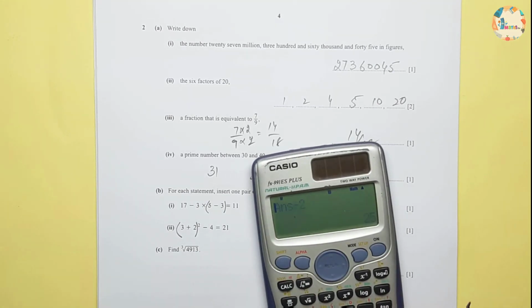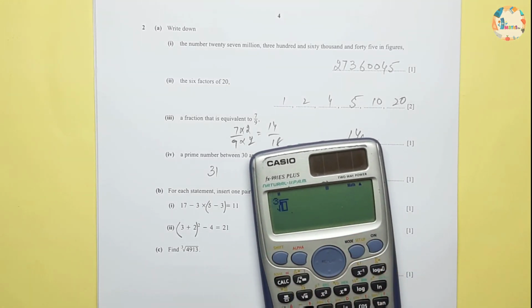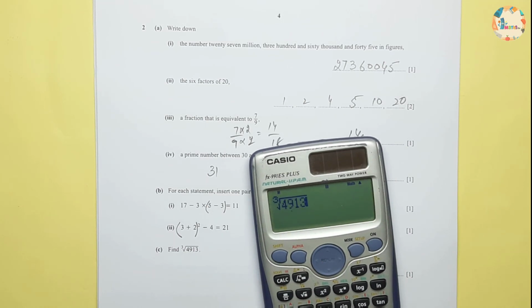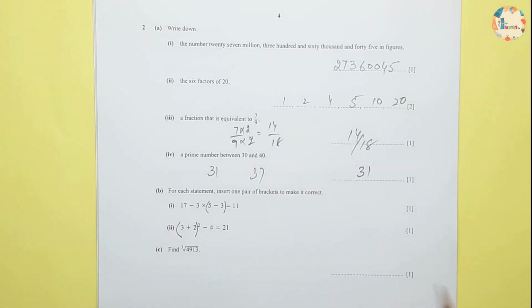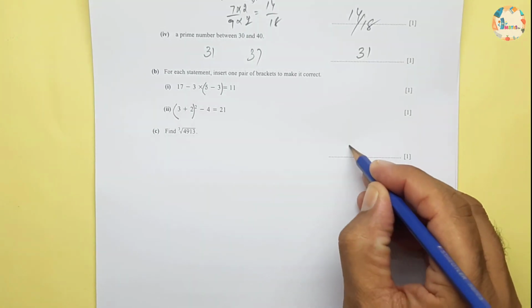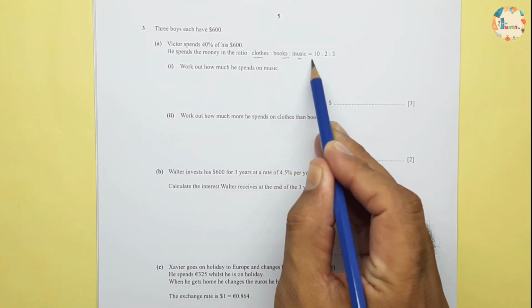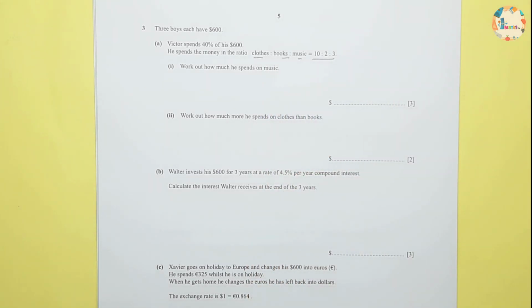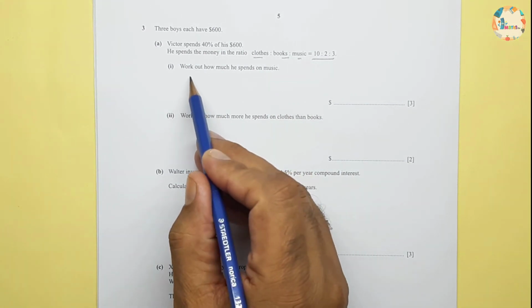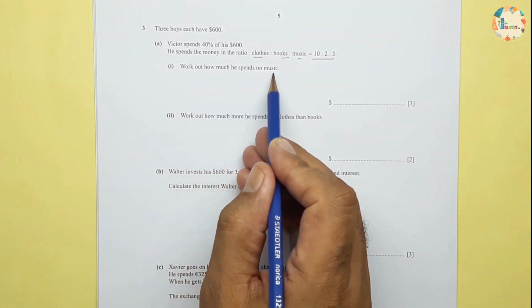Now find this one. Cube root of 4913. This will be equal to 17. So this answer we can write here 17. Question number 3. 3 boys each have $600. Victor spends 40% of 600. He spends the money in the ratio of cloth, books and music. This is the distribution of the ratios. Work out how much he spends on music.